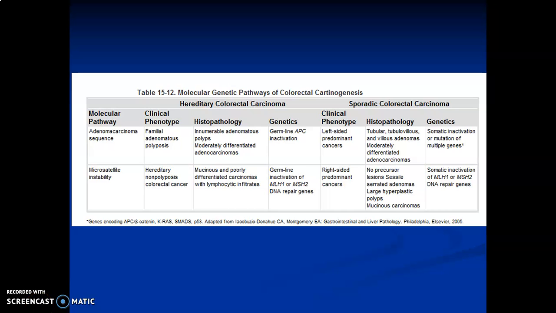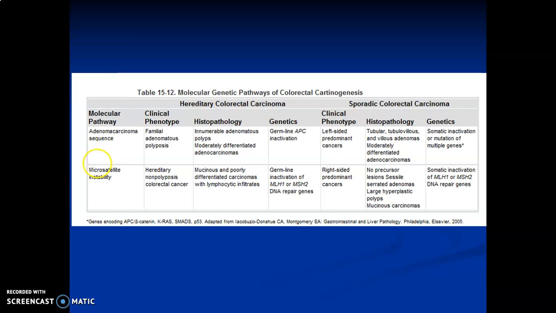Hello everyone, this is the continuation of the third lecture, colorectal carcinoma, and we are going to study the molecular genetic pathways of colorectal carcinogenesis. As we all know, there are two molecular pathways: the adenoma-carcinoma sequence and microsatellite instability.